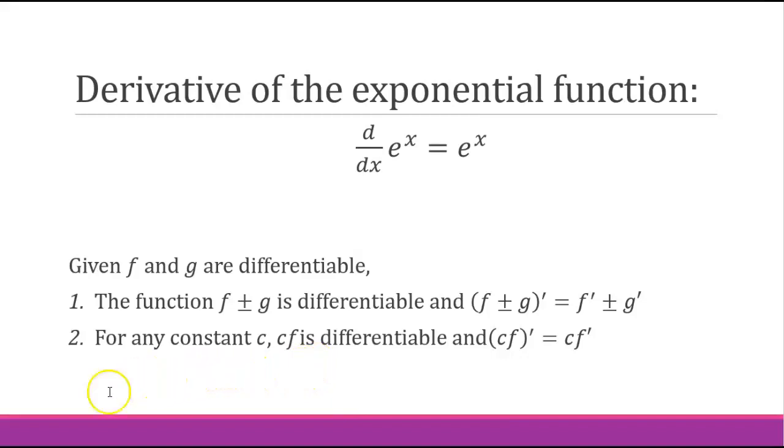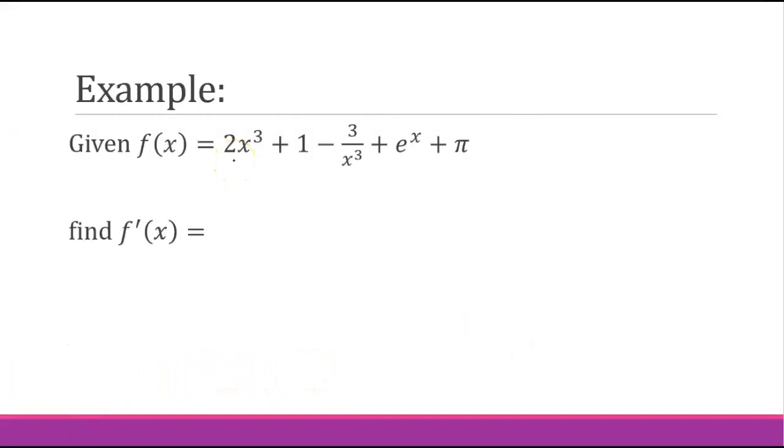In this example, we're given f of x equals 2x to the third plus 1 minus 3 over x to the third plus e to the x plus pi. And we're asked to find its derivative. So first we're going to rewrite the function. As you notice, it's already a sum or difference of a bunch of individual terms, and we can take the derivative of each piece separately.